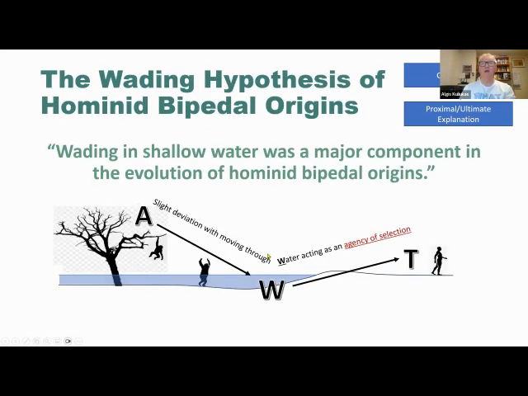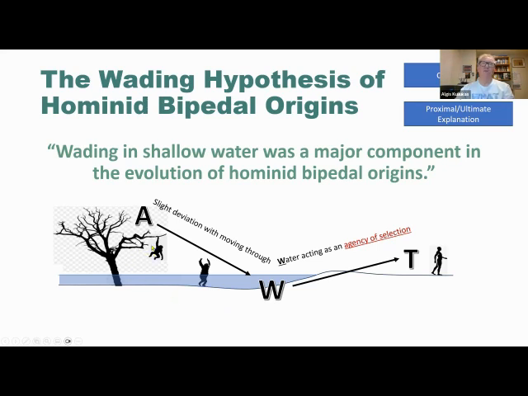And what the wading hypothesis basically adds to the picture is a wading component. And we're not talking about a huge diversion here. It's still arboreal and it still ends up terrestrial. It's just that there was a component of wading. Now, how much of a component is a question that different people disagree about, but to me, it doesn't need to be very much at all.